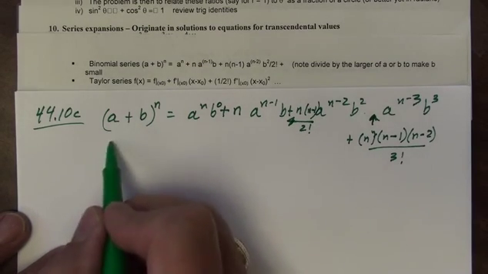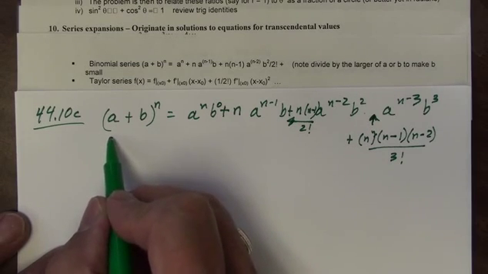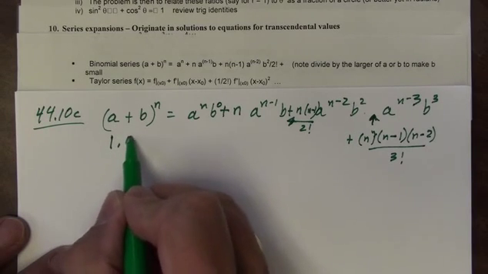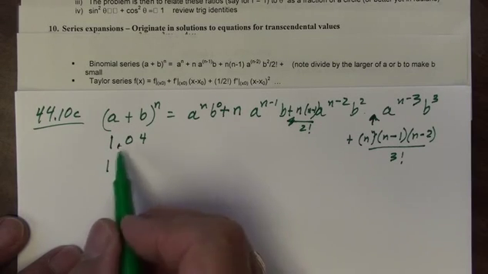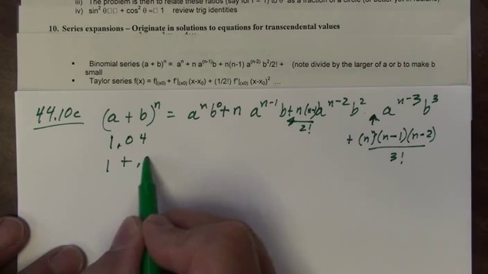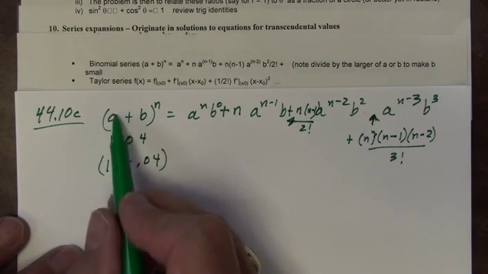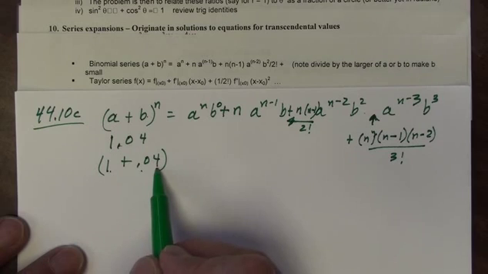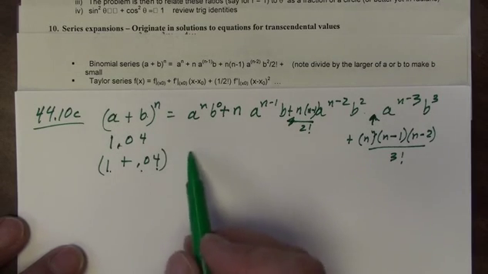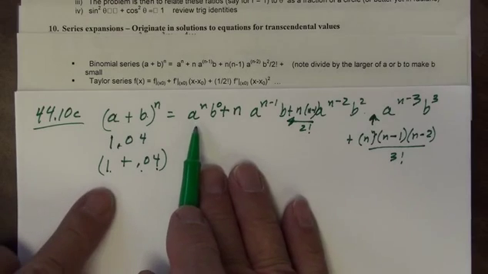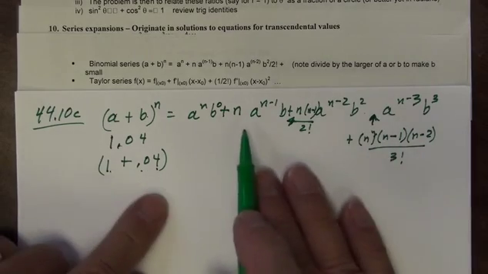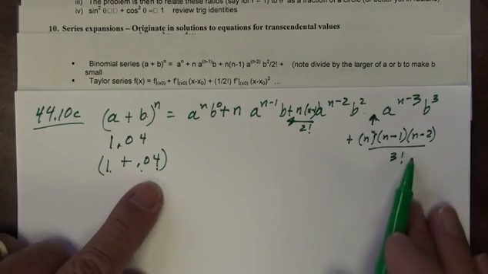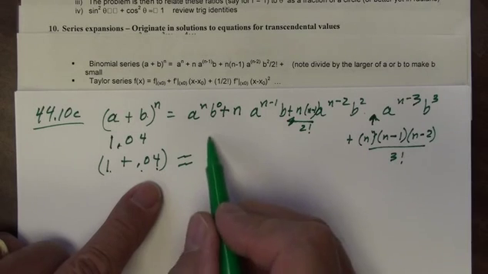For example, you could write this as 1.04. What you might do is write the a as 1 and put, say, plus 0.04. And now a is written as 1 and b is written as 0.04. I could approximate that by this series, and you can see by choosing a 1 here, I've made all of the powers of a equal to 1, and the powers of b get smaller and smaller very rapidly. So this is going to be approximately what?